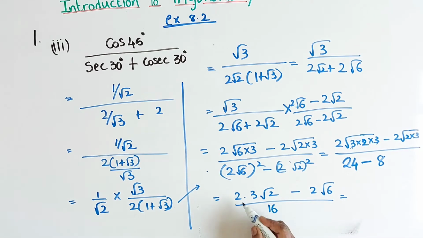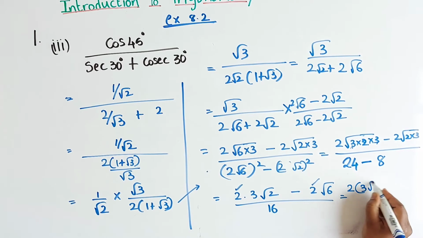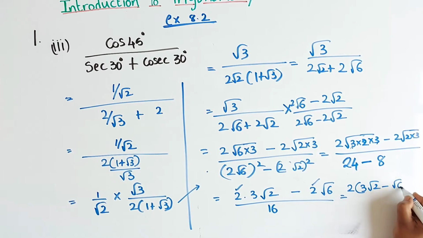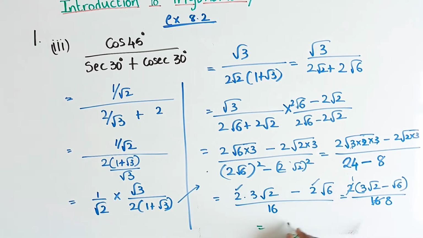See here, children, we have 2 here and 2 here. We can take it outside. That means 2 outside in brackets, 3 root 2 minus root 6. Correct? Divided by 16 here. 2 ones are 2, 2 eights are 16. What is the final answer, children? 3 root 2 minus root 6 divided by 8 is the final answer.